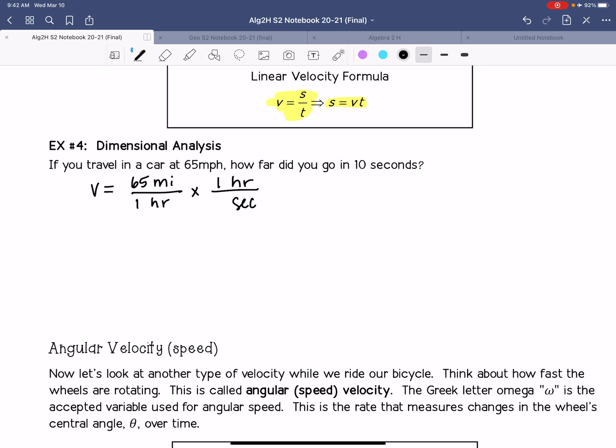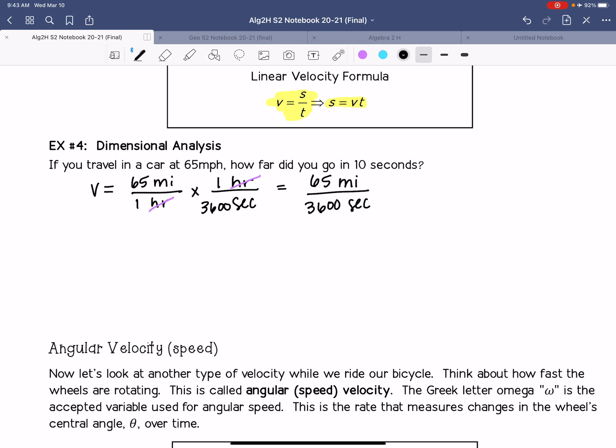So we have to ask ourselves, how many seconds are in 1 hour? Well, there's 60 seconds in a minute, and there's 60 minutes in an hour, so it's 60 times 60, which is 3,600. Okay, so now this allows us to cancel out hours. And then I'm going to end up getting 65 miles per 3,600 seconds.